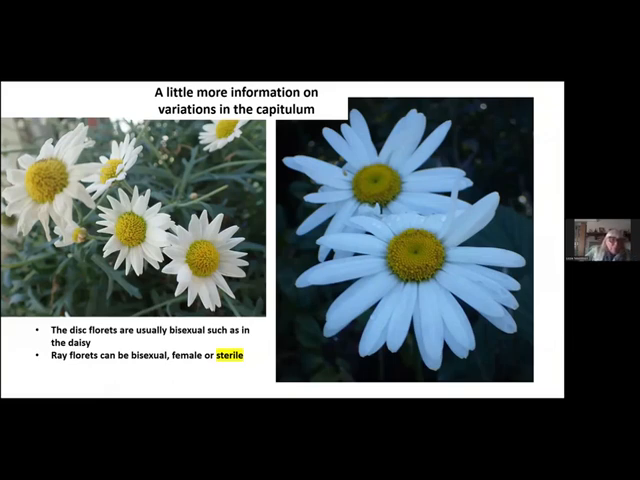So, in summary, the disc florets are usually bisexual. They're the ones in the middle. And the ray florets can be bisexual, female, or sterile. So there's quite a lot of variation, and you just need to be getting to know the species really to understand which ones are sterile, which ones are fertile. And obviously you can take them apart and have a look, but we don't want to be always doing that with the flowers if we can avoid it. But you can see the disc florets quite clearly.